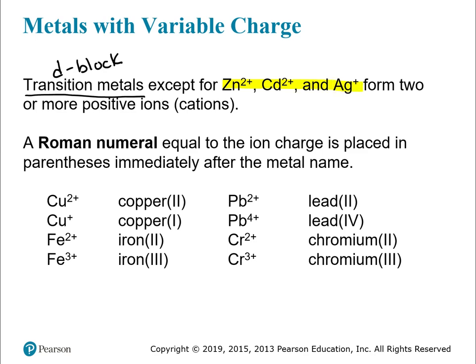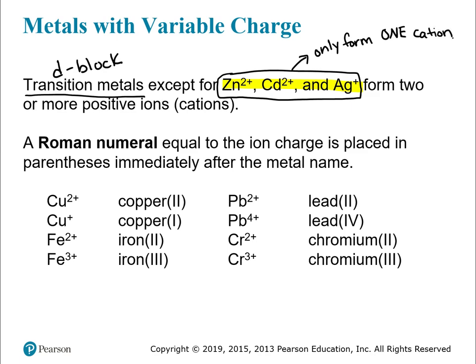Zinc, cadmium, and silver only form 1 ion. So zinc 2 plus, cadmium 2 plus, and silver plus, okay? Everything else, you can assume that it can form at least 2 cations. To differentiate between the 2 different charge states, you can use a Roman numeral equal to the ion charge in parentheses, and you place that directly after the metal name. So if you have copper, you can have copper 2 plus or 1 plus. The way you'd write that out in the name is to have the Roman numeral 2 in parentheses or the Roman numeral 1 in parentheses after the word copper.